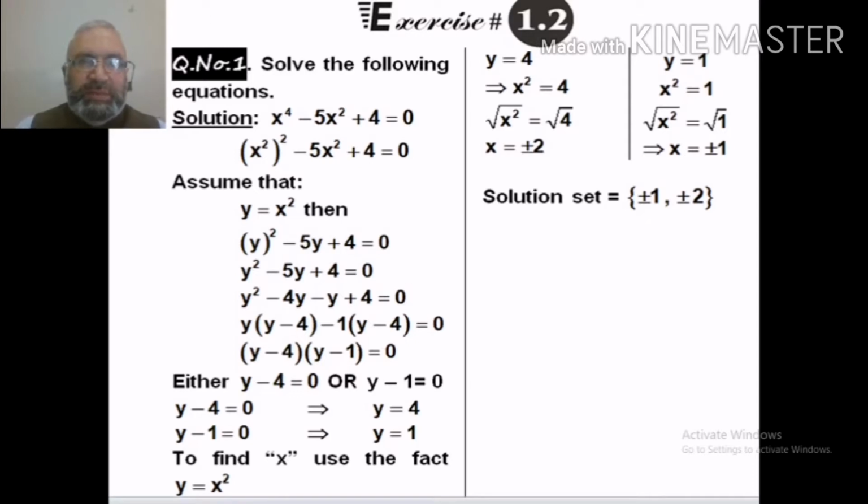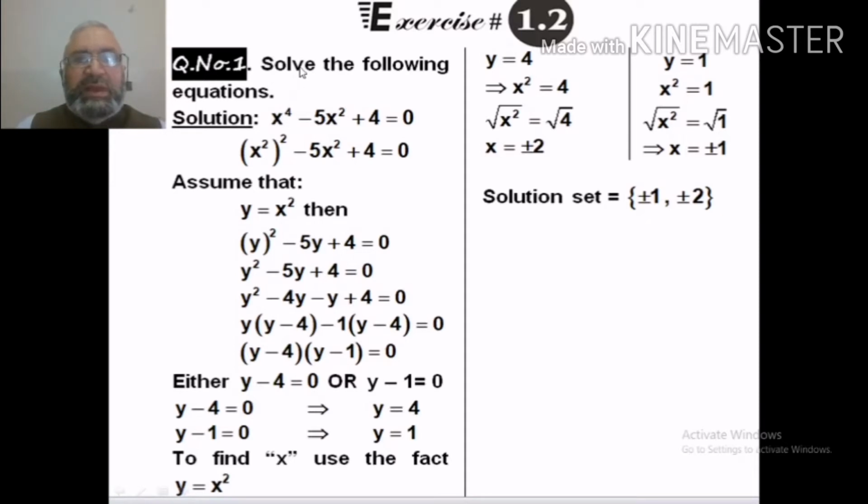So our today topic consists of 5 types. In today's topic we will discuss 5 types of equations. So the first type, exercise 1.2, question number 1. This is the first type of equation. Look at the question. x^4, first solve the following equation.